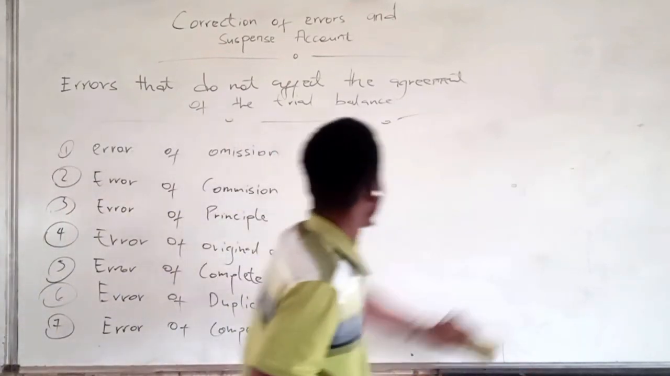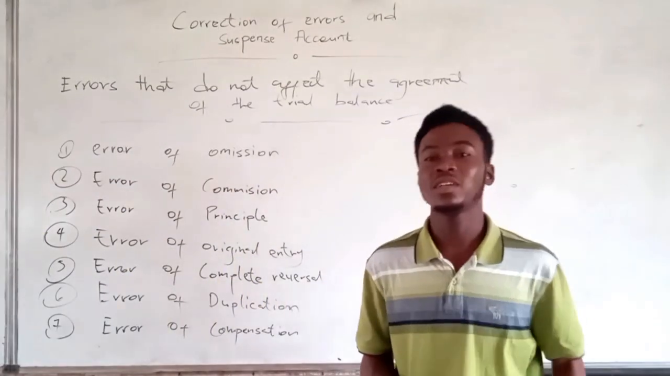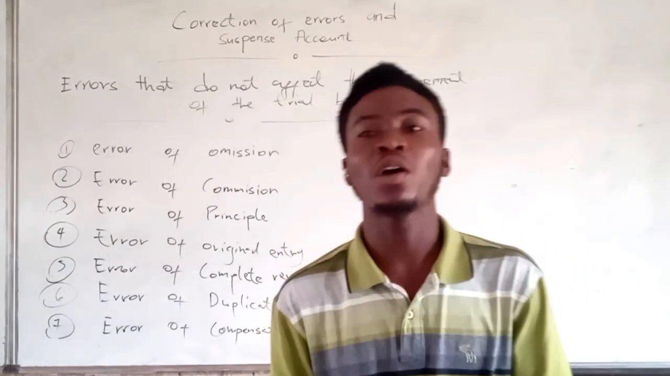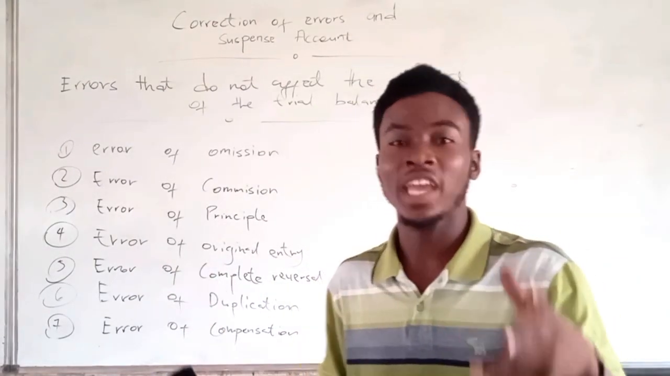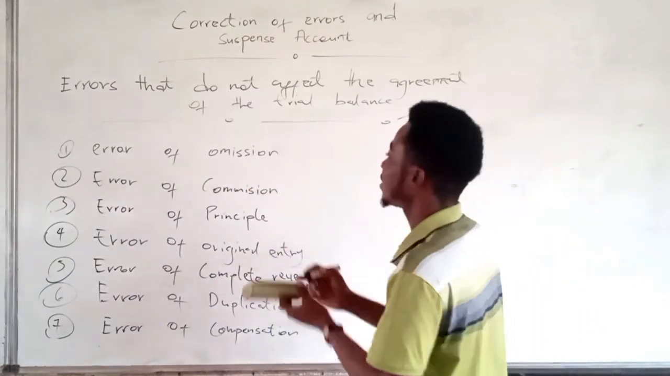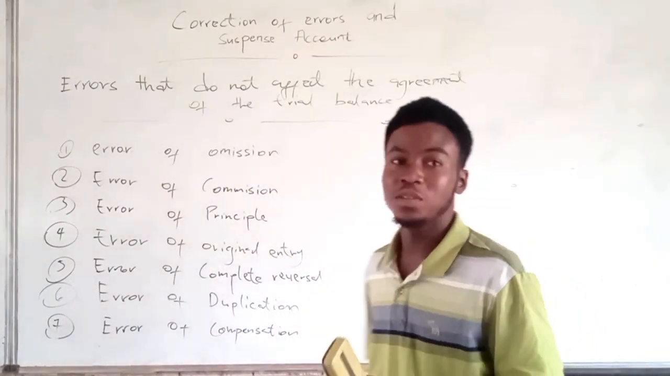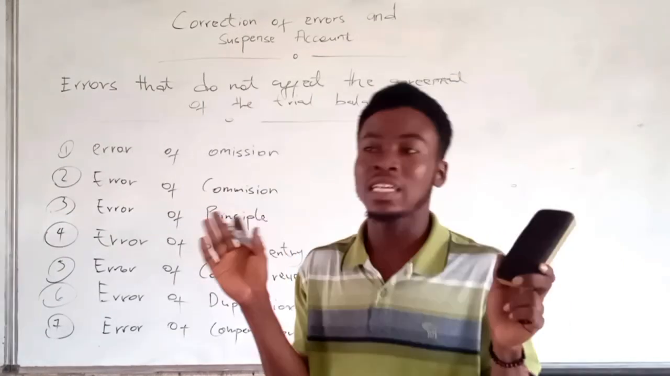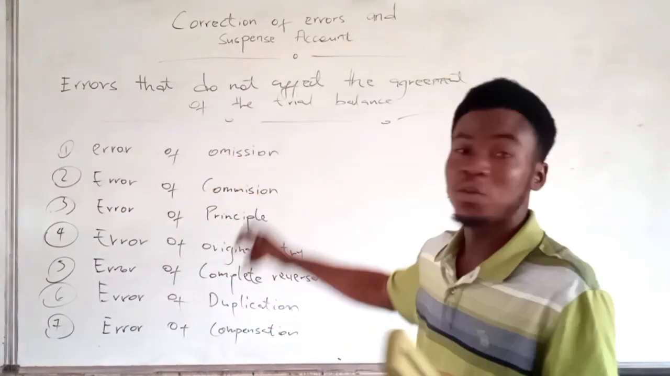So we are done with the errors, and we are going to look at how we are going to correct the errors if they occur. Let's take the first one, that's error of omission. When we say omission, we didn't record the transaction at all. So in this case, we are going to record it back.